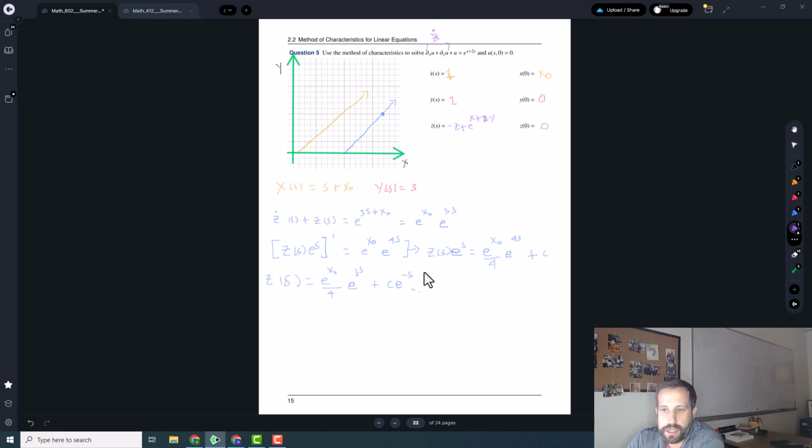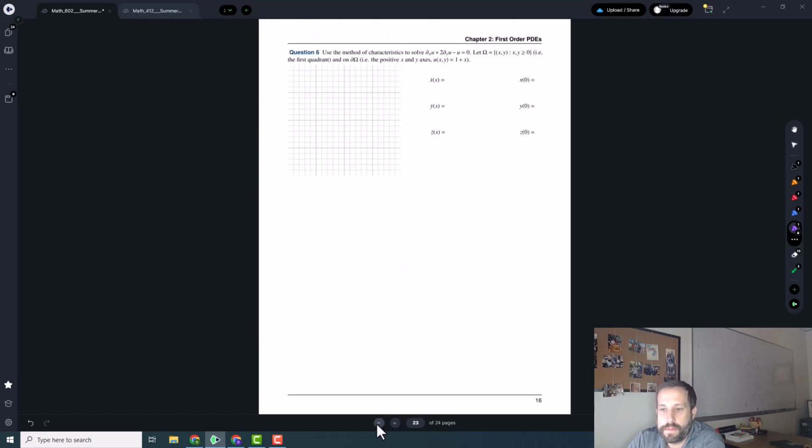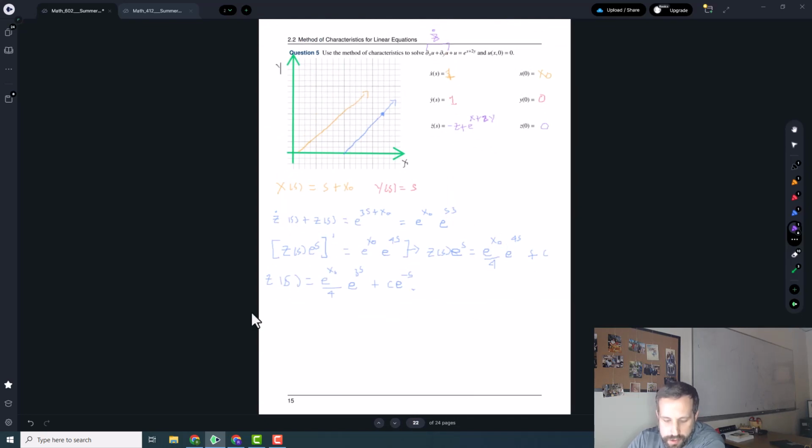what c is. So 0 is equal to e to the x naught over 4. If I plug in 0 to 3s, that's just going to be 1, plus c, if I plug in 0 to s there, that's equal to 1. So this tells me that c is equal to minus e to the x naught over 4.